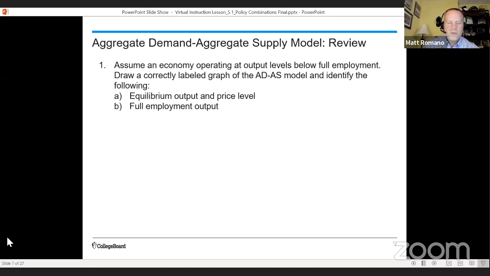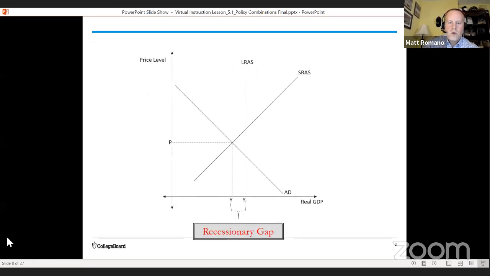All right, if you're not quite finished yet, that's just fine. But let's go ahead and take a look at the model. All right, so again, the question stated we have output below full employment. As you well know, let's walk through the labeling.